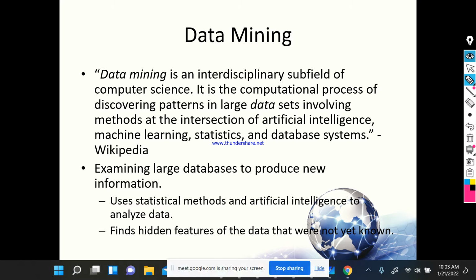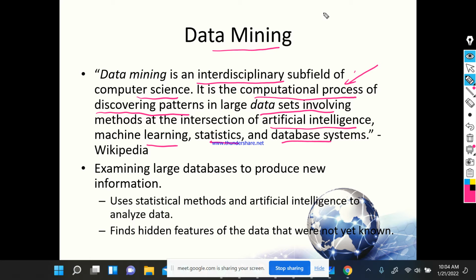Data mining, when it comes to this discussion, is interdisciplinary. Why? Because you're talking about computer science and statistics. You are talking about manipulating data. Data mining is a computational process because you want to discover patterns hidden inside large data sets, and you incorporate different techniques like artificial intelligence, machine learning, statistics, and databases.